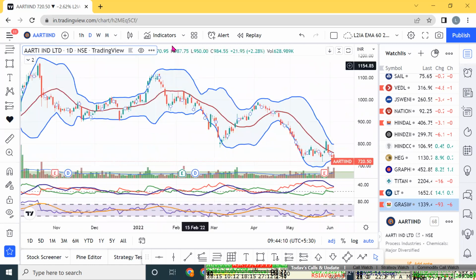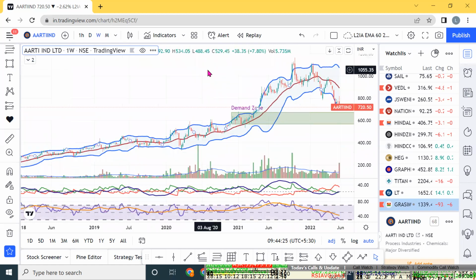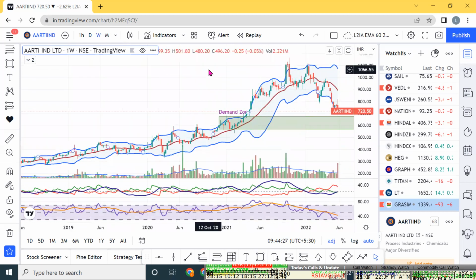So definitely the stock is weak. It will go down. This level is something near 670 or so. It can go down, take a support over here, and then it may start moving up. But currently it is showing weakness unless there is some positive news.